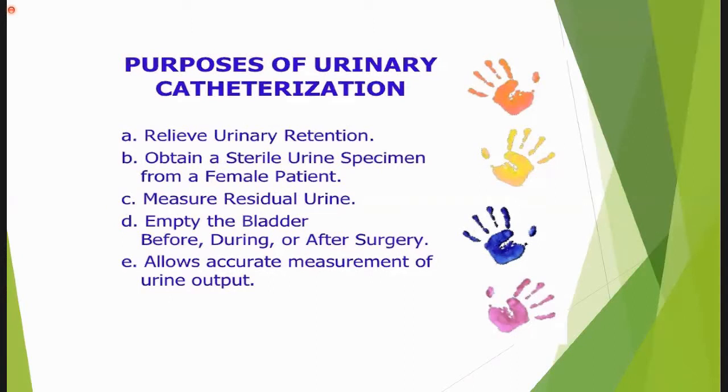The purpose of urinary catheterization is to relieve urinary retention and to obtain a sterile urine specimen from the patient. It is also used to empty the bladder before, during, or after surgery. If anyone goes for surgery, firstly we have to empty the bladder and then go for the surgery. It allows accurate measurement of the urine output. After the surgery, we have to measure the urine output.